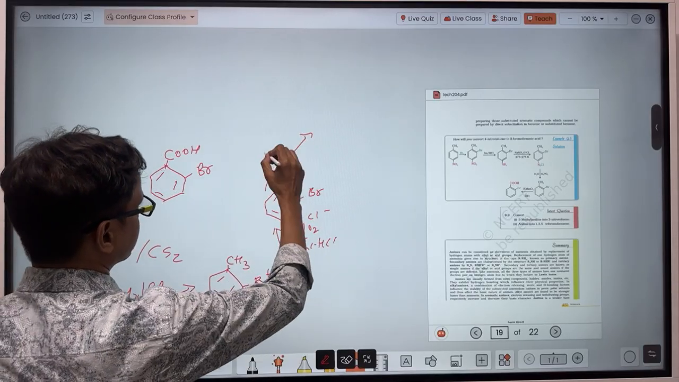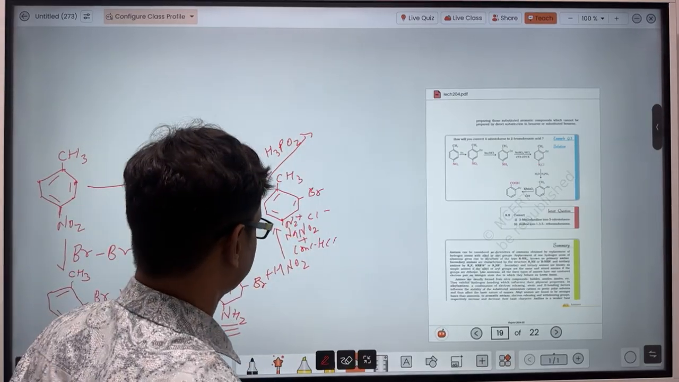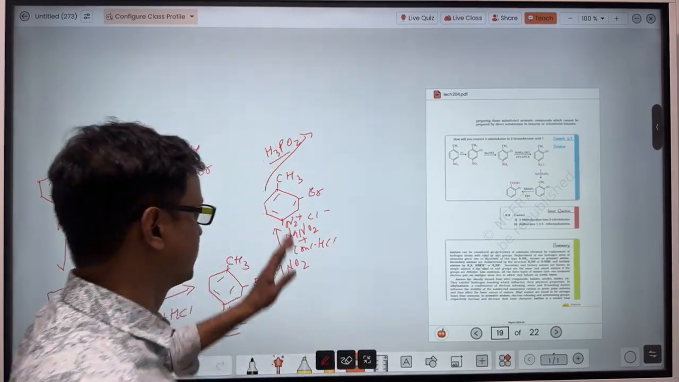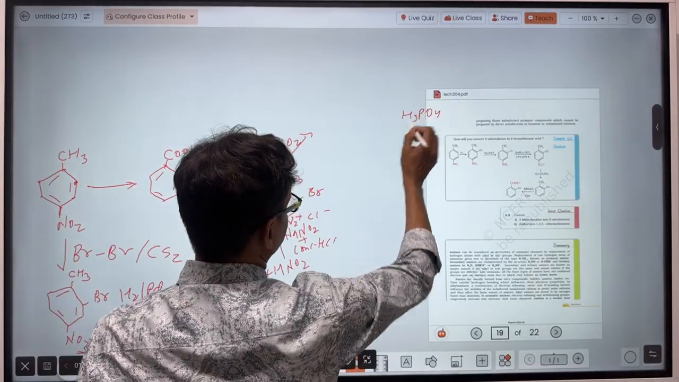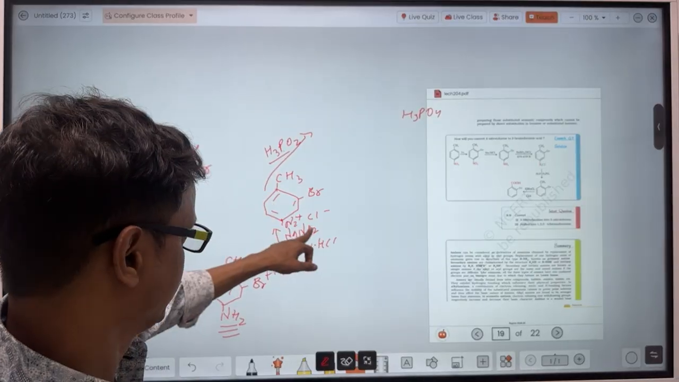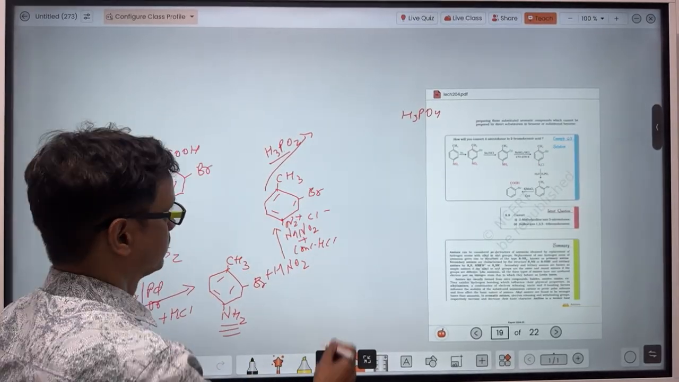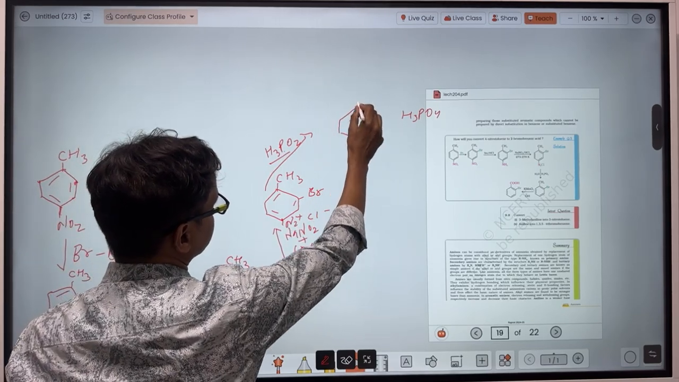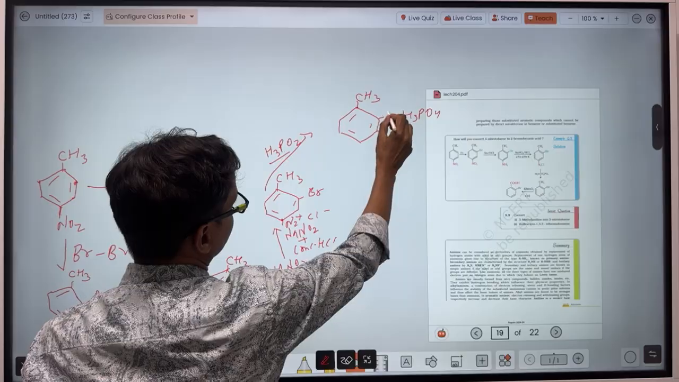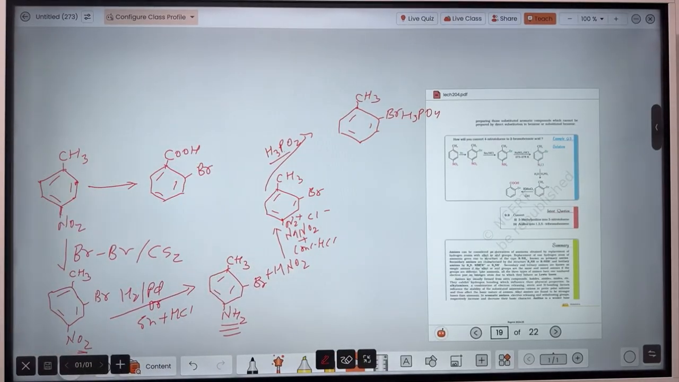and then after react with H3PO2. So H3PO2 will oxidize into H3PO4. The hydrogen released from here, one hydrogen will combine with this chlorine to form HCl, and nitrogen will get released from there. So here, hydrogen goes. So this product will form. Here CH3 and here bromine, because at this position hydrogen will get attached. So we don't show the hydrogen.